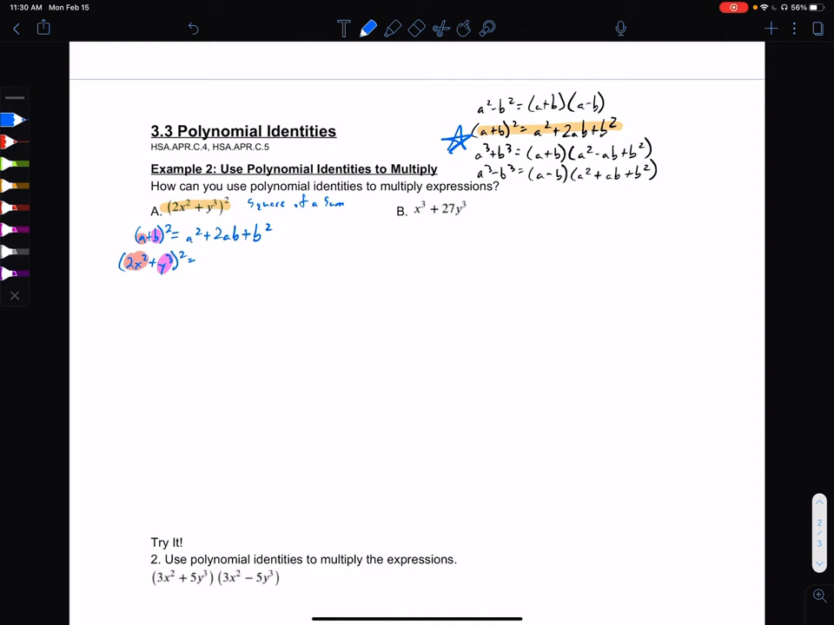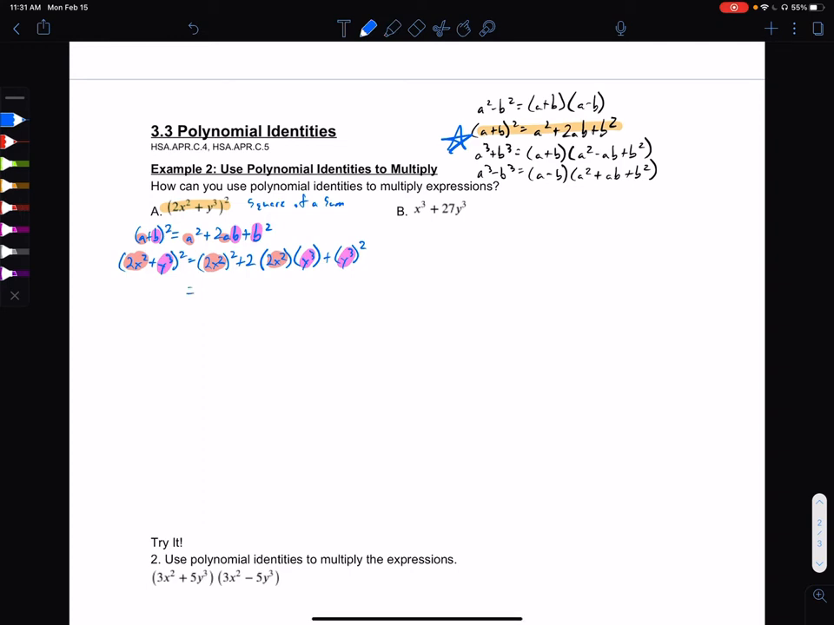So now when I plug everything in, I can say that a would be 2x squared, plus 2 times that 2x squared times b, which is y cubed, plus that y cubed squared. So it all comes down to substitution. Plug in that y cubed, we'll color coordinate everything, and we should be good. Now that I've got those plugged in, I can take the next step and simplify my expression.